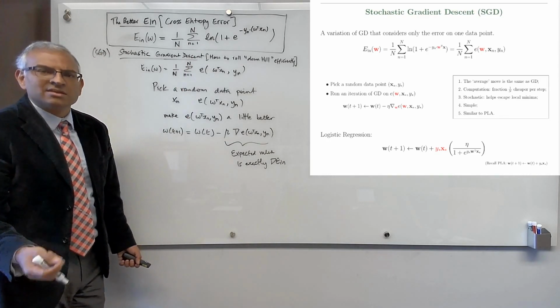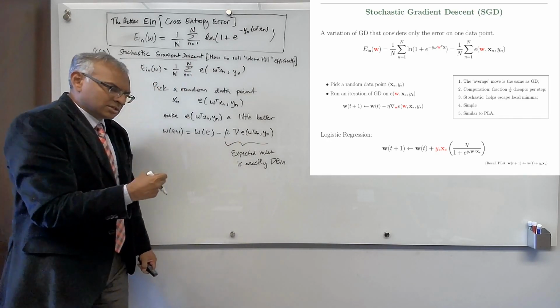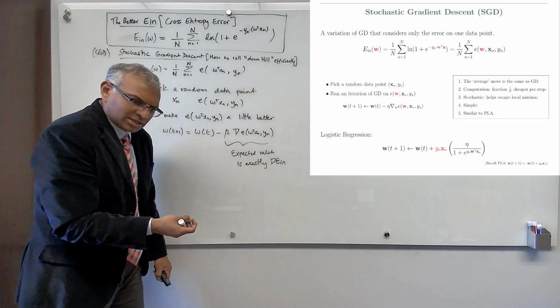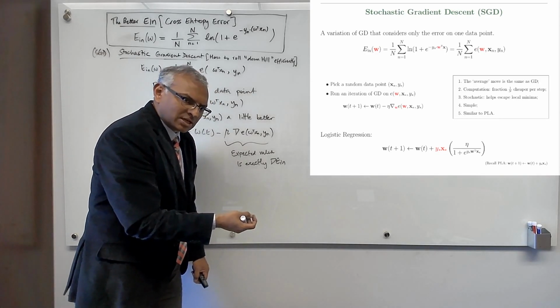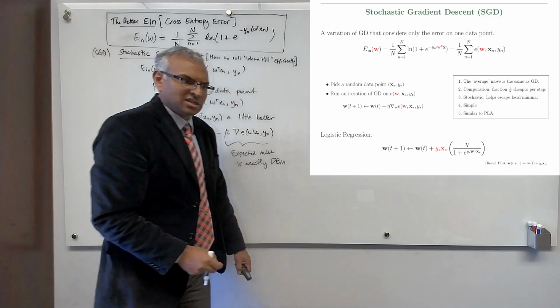But you're picking one term, one data point, and minimizing on it a little. Then you pick another random data point and minimize on it a little, and continue.